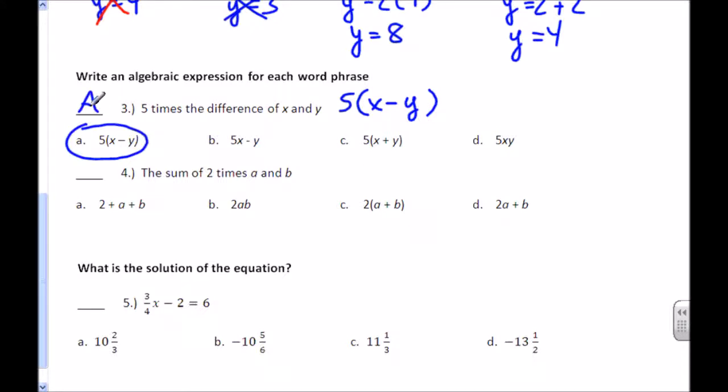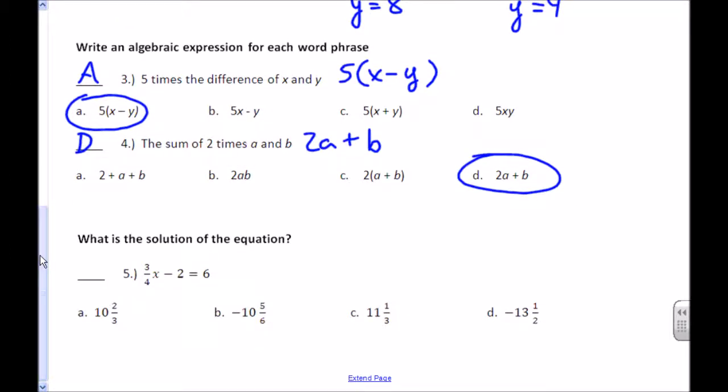For the next one, it says the sum of 2 times a and b. So 2 times a would be 2a. Let me write that up here. And b, and we want the sum of, so that's addition. This time the sum of 2 times a and b means we're going to do those things separately, which means this is letter D. So the wording and the order of the wording is very important here.